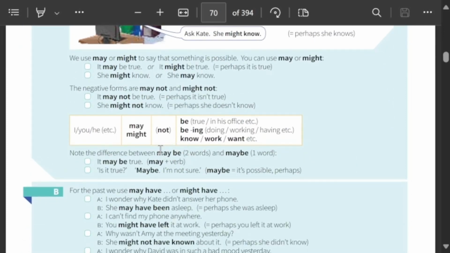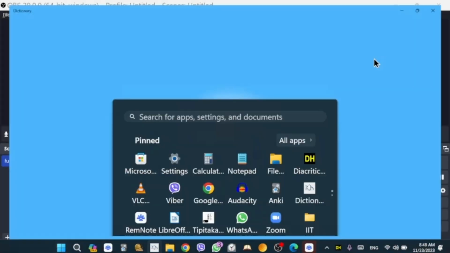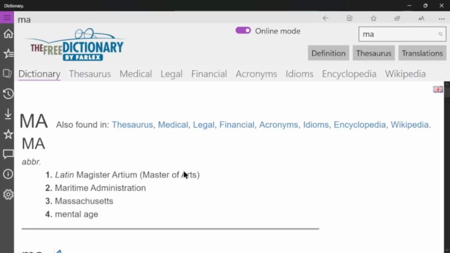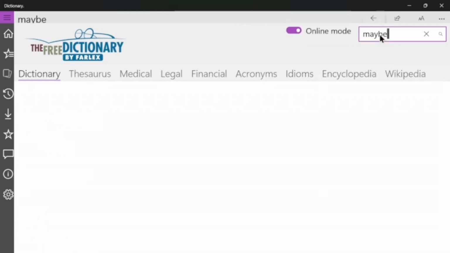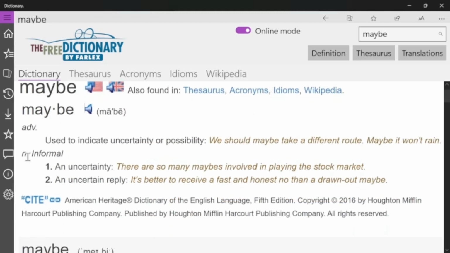Okay, and just be careful not to confuse may be, be as a verb, or maybe, one word, like this. Maybe is an adverb. We should maybe take a different route. Maybe it won't rain. An adverb. Or a noun. There are so many maybes. Okay, this is less common, but you can also use maybes as a noun. But this is the normal use, okay? So it's an adverb.